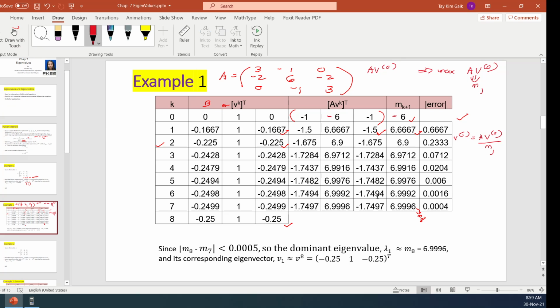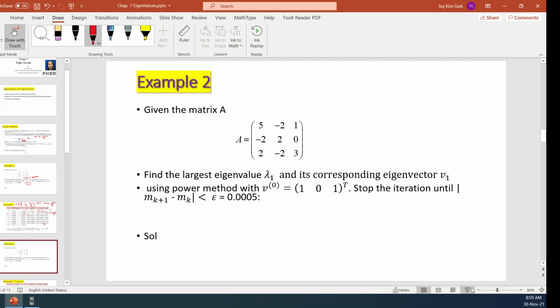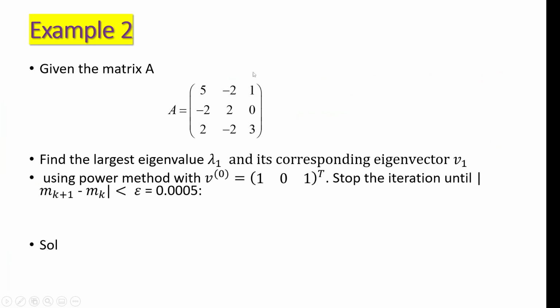So can you get it completed, or should we continue? I think the process is the same, just repeat only. Okay, sure, doctor. The second example is also the same thing, because we only change matrix A and the initial eigenvector. The process is the same.